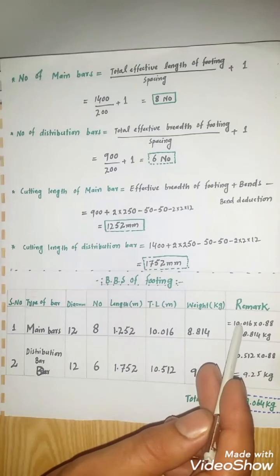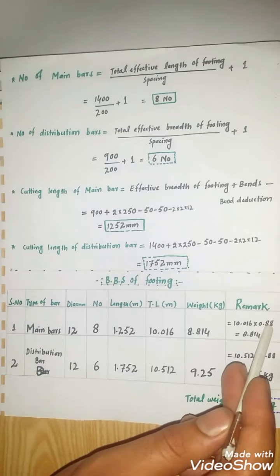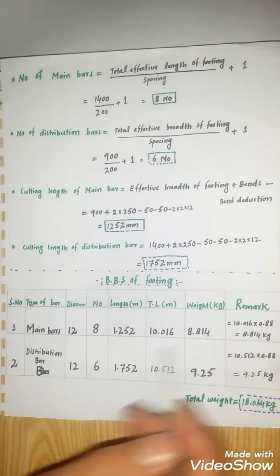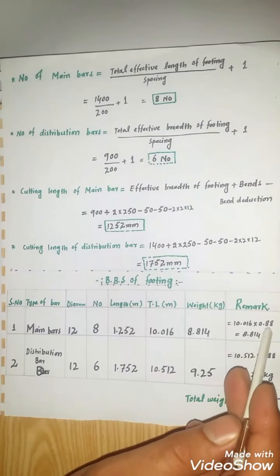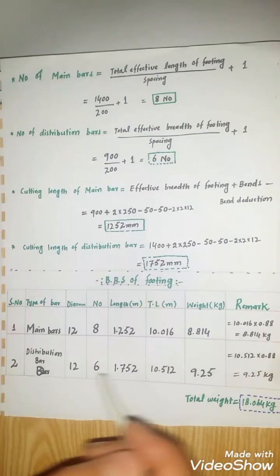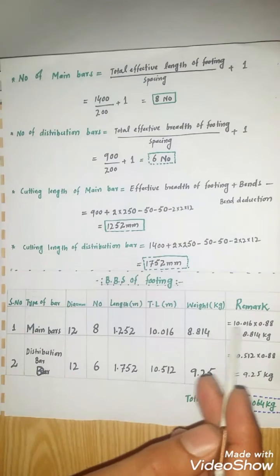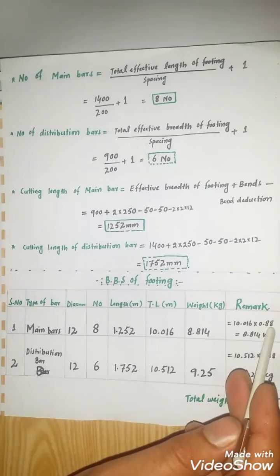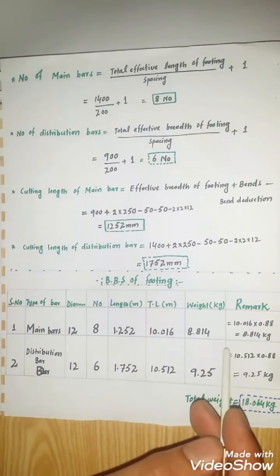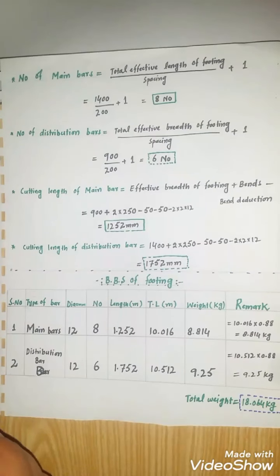The total length of main bar is 10.016 multiplied by 0.88 kg. This is the weight of steel in kg per meter if the diameter of bar is 12 millimeter. How to find this value? Formula used for finding this value is diameter squared divided by 162. The weight of main bar is 8.814 kg.